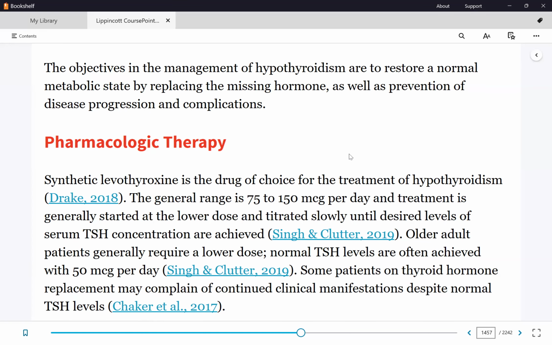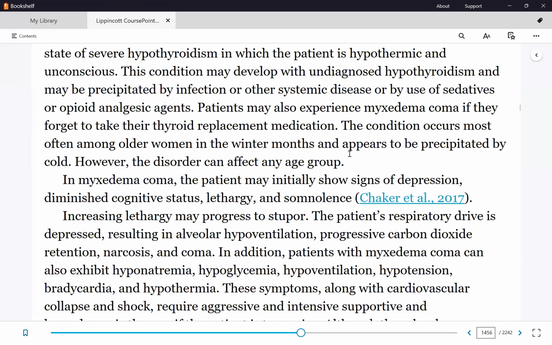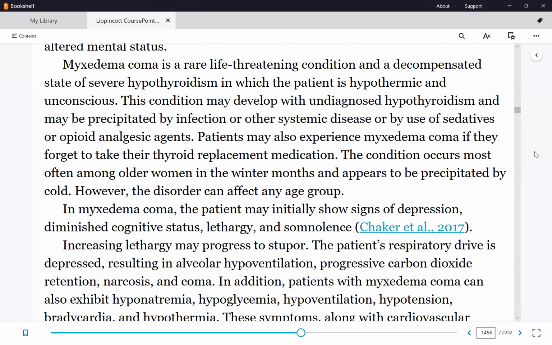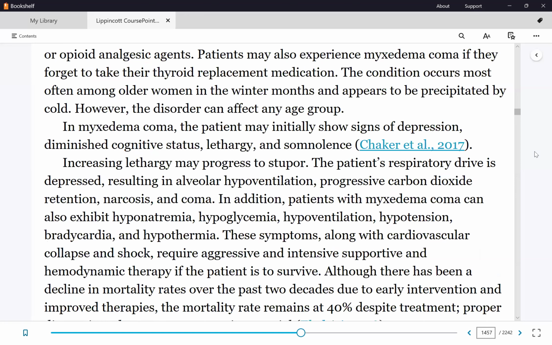Obviously, if the patient is in myxedema, right here, wherein the patient is lethargic or unconscious, stuporous, can they take anything by mouth? No. So that's why we have the available IV form, okay, to treat patients in myxedema, which is life-threatening.